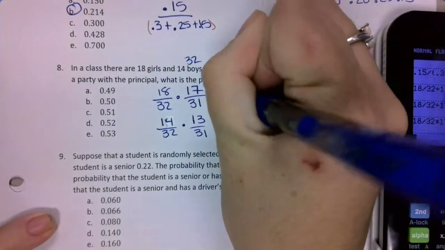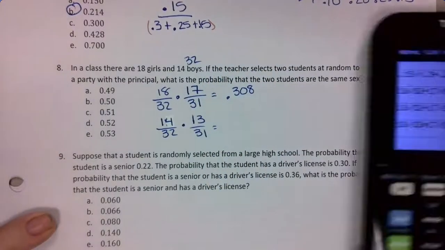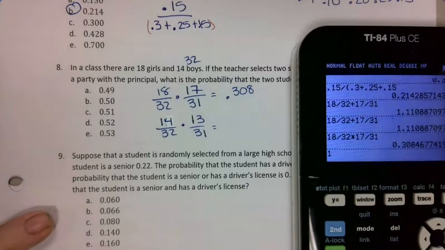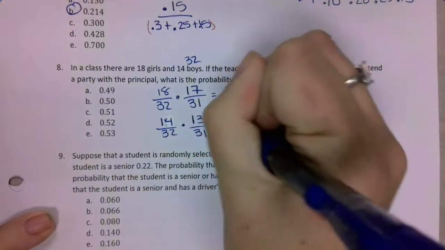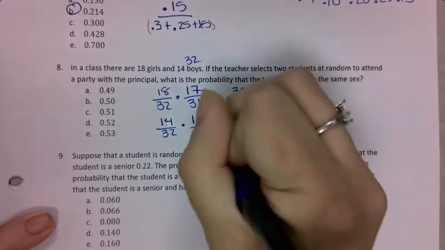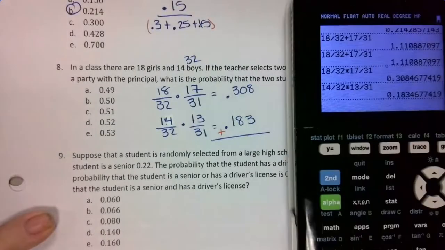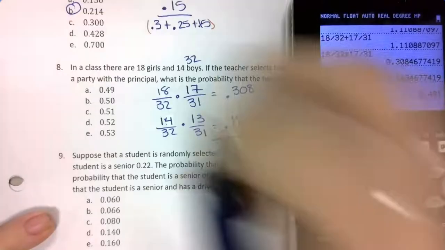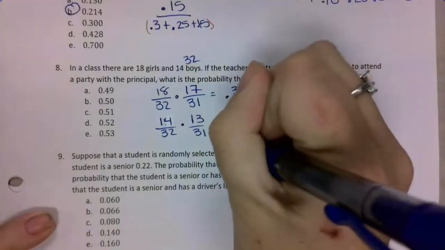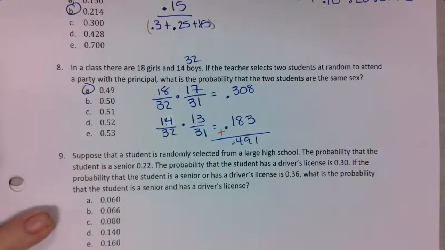I have 0.308 for that one, and then I have 14 out of 32 times 13 out of 31, which gets me 0.183. So if I add these 2 together, I get 0.491, which, due to rounding differences, is A.